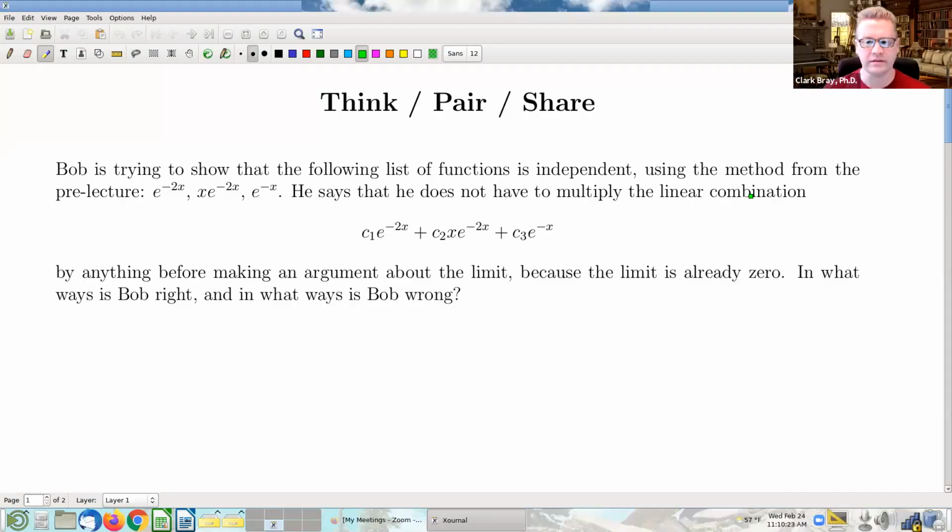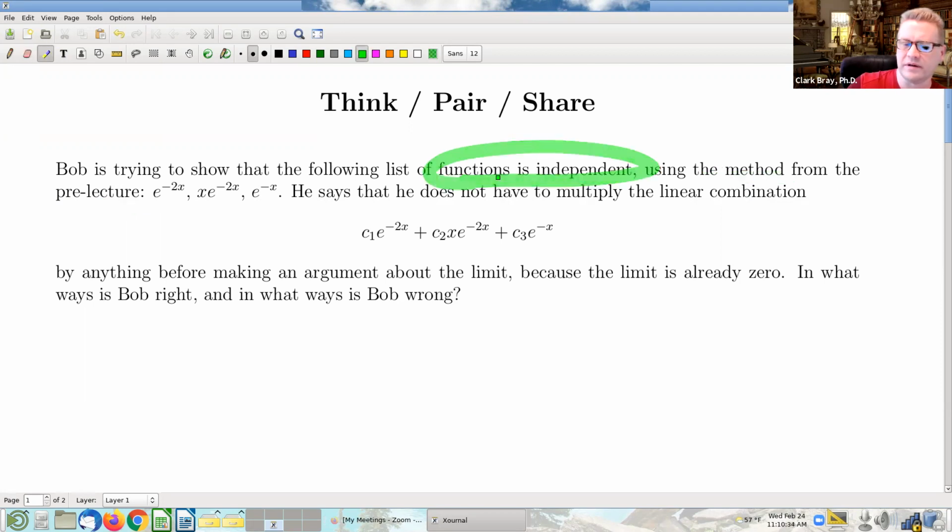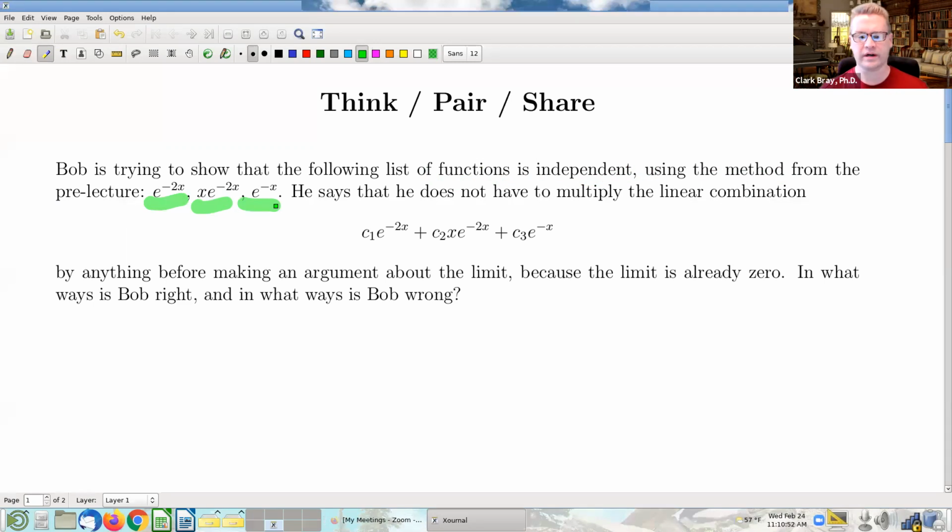So here's the question. This is about this method from the pre-lectures about how to show that a list of functions is independent. This very specific category of functions, functions that look kind of like this. We saw an example in the pre-lecture. And so our hapless friend Bob is going to try to apply that same idea to this particular list of functions, trying to show that this is an independent list.